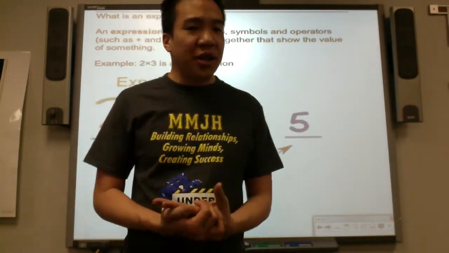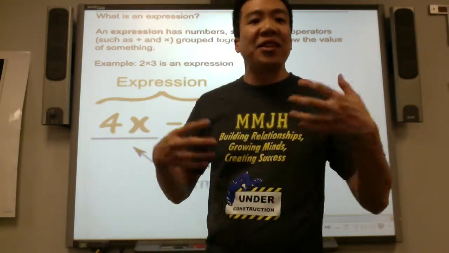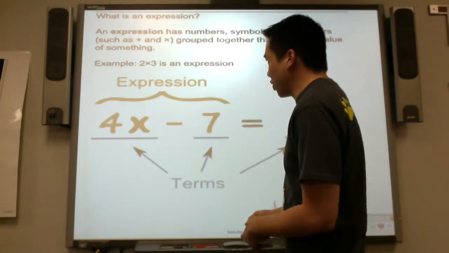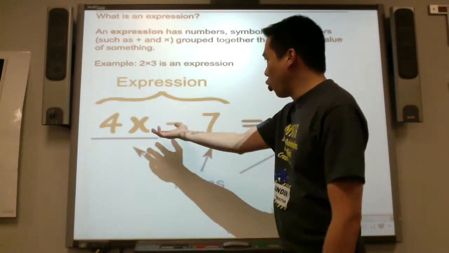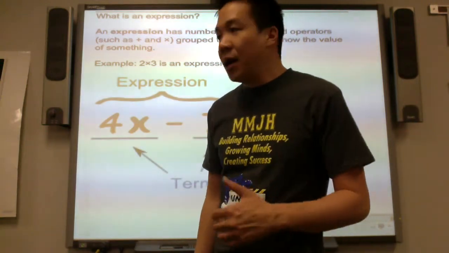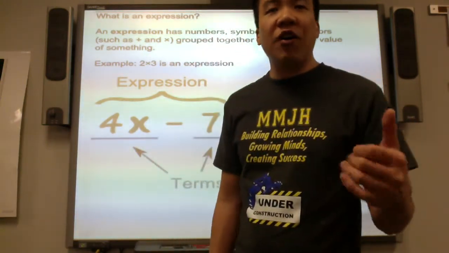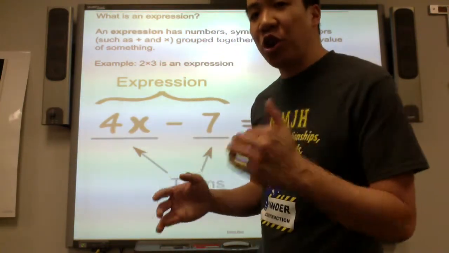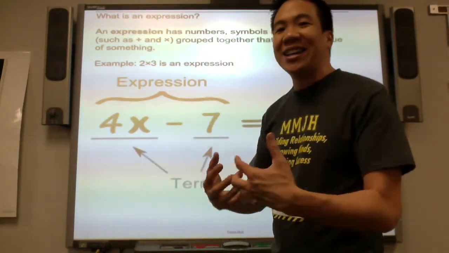An expression is like a math sentence without the equal sign. There's no value to it. So for example, an expression is just 4x minus 7. An expression could be 2 plus 7. An expression could be 5 squared plus 8. So we have no value. We don't know what the value is. We're just writing a sentence.